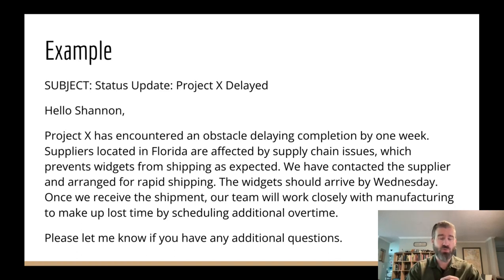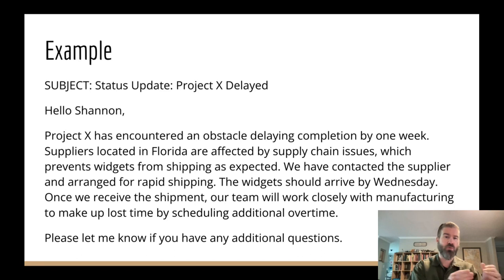But I've established right out of the gate what the problem is and what the time frame is. I'm not saying it's been delayed. If I just said Project X is delayed, that does not answer the question of by how much. So let's go into the next sentence here.